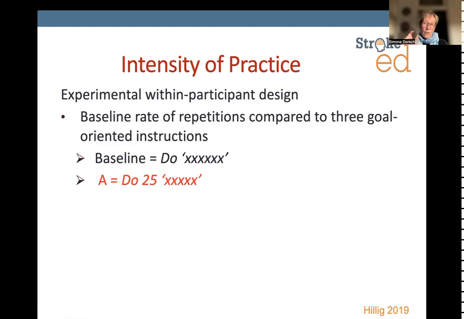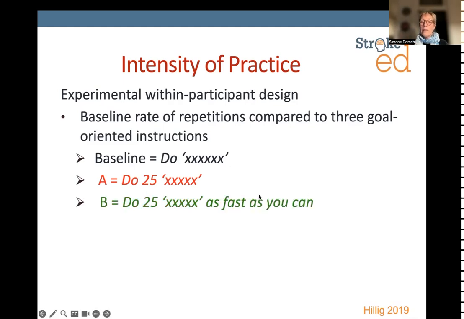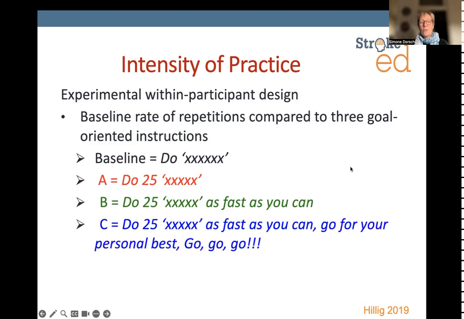Instruction A, all it had was a target number, which was always 25. B was 25 as fast as you can. C was 25 as fast as you can, and go for your personal best. Go, go, go, go, go. You know, a bit of encouragement there.